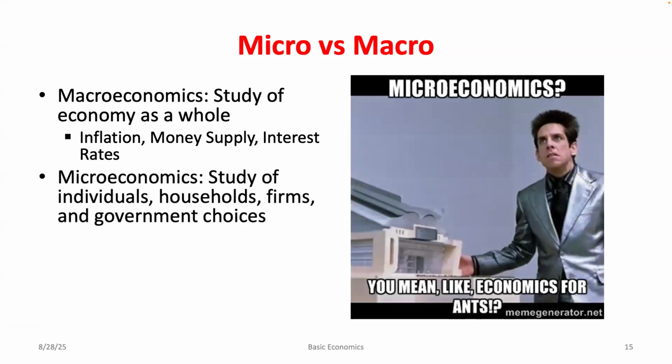And then we have microeconomics, which is not about how countries and governments make decisions on a macro level, but how firms, individuals, and households make decisions at a micro level, right? So we're going down to looking at individuals as opposed to the economy as a whole, okay?